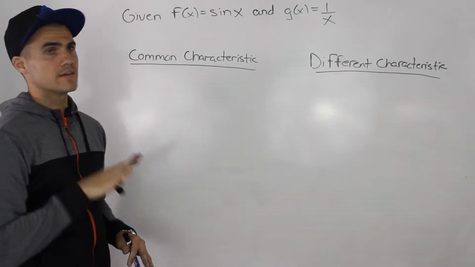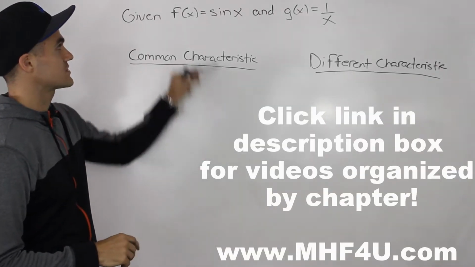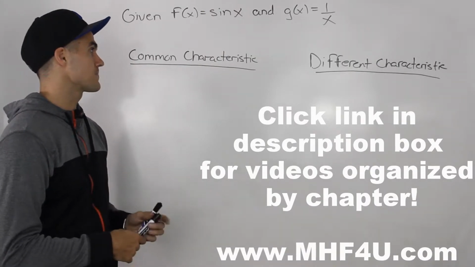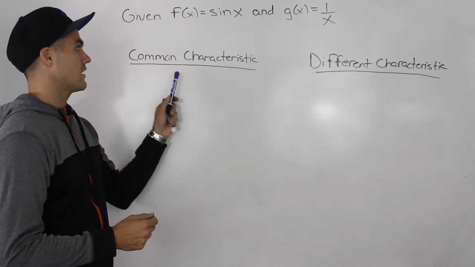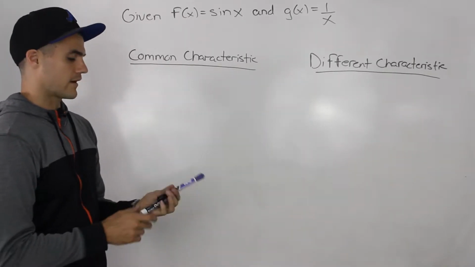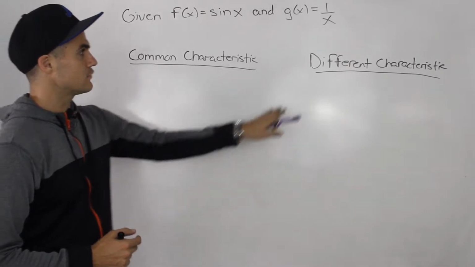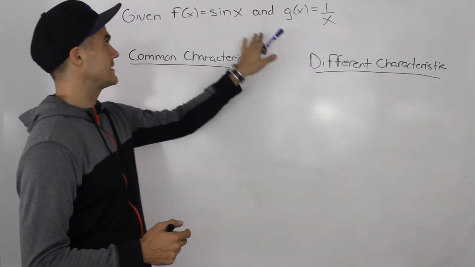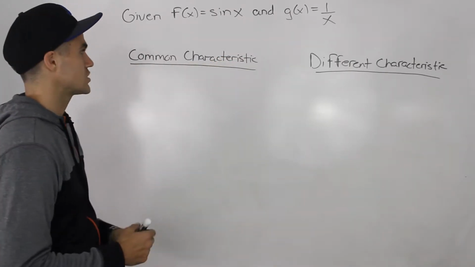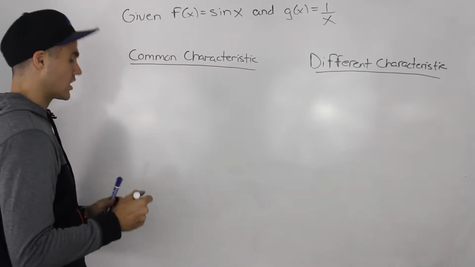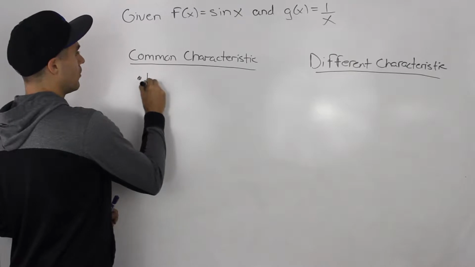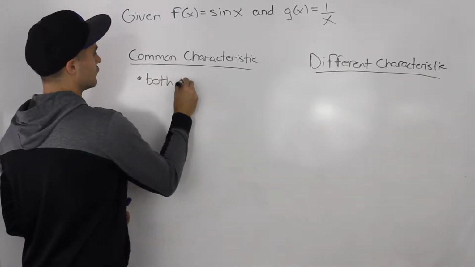What's up, everybody? In this question, we have two functions, f of x equals sine x, g of x is equal to 1 over x. Both are parent functions. And we have to find a common characteristic between those two functions and then a different characteristic between the two. The different characteristic is actually easier to find than a common characteristic with these specific functions. Actually, I think the only common characteristic that both of these have is that they are both odd functions.